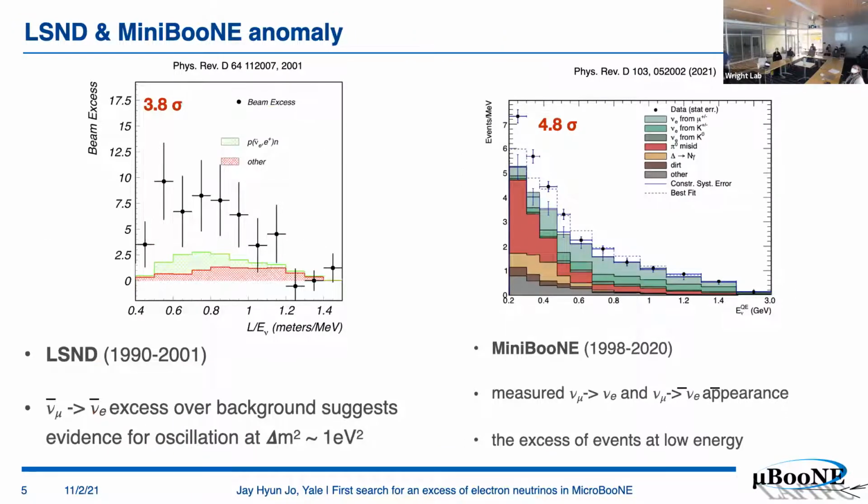The last of the 3 short baseline anomalies is the LSND and MiniBooNE anomaly, and this will be our focus today. The LSND experiment ran from 1990 to 2001. So actually the excess of the observed neutrinos over the prediction. This is their plot. You can see that all these data points are way above their predicted value, and this gives a tension of 3.8 sigma to the prediction.